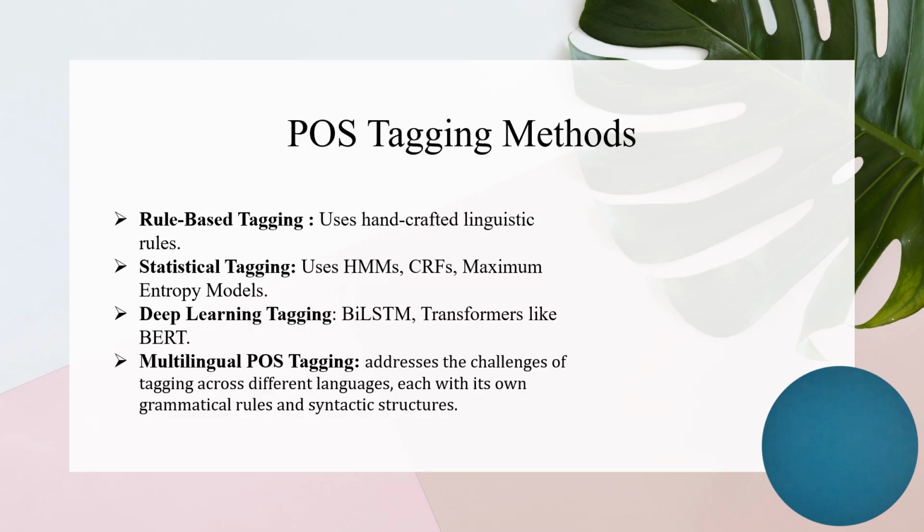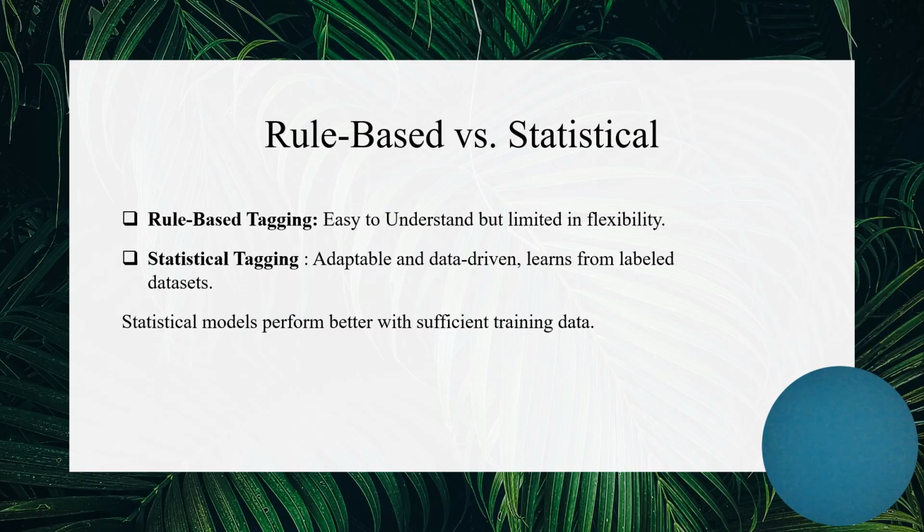So we have the POS tagging methods, which are rule-based tagging, statistical-based tagging, deep learning tagging, and multilingual POS tagging. In rule-based tagging, we use handcrafted linguistic rules. Statistical tagging uses HMMs, CRFs, and maximum entropy models, and deep learning tagging uses LSTMs and transformers like BERT. The last one, multilingual POS tagging, addresses the challenges of tagging across different languages with their own grammatical rules and syntactic structures. We'll learn about these tagging methods in a more detailed version in the next slides.